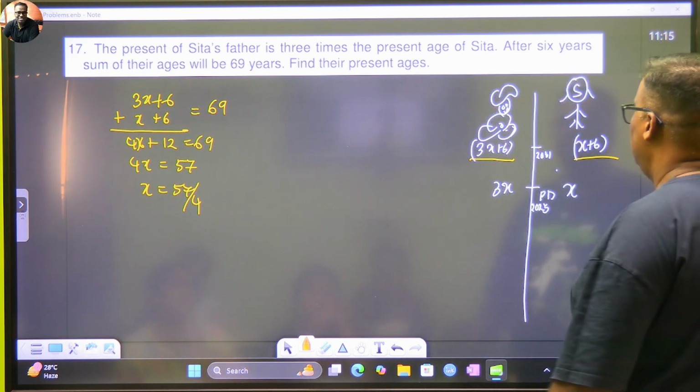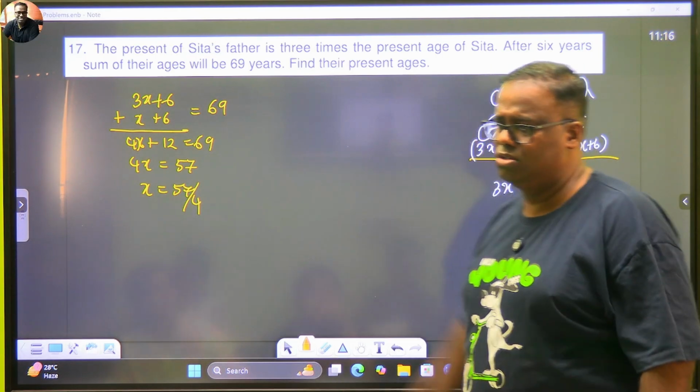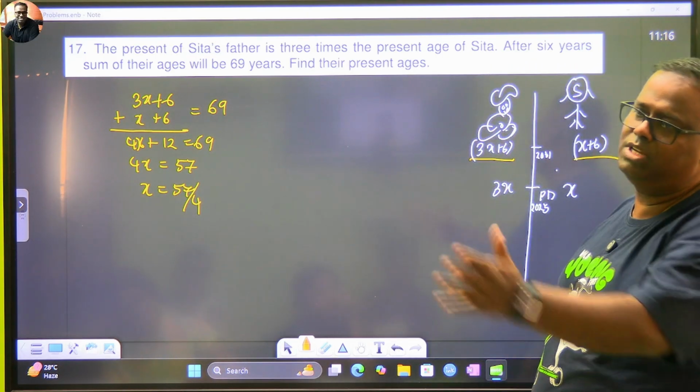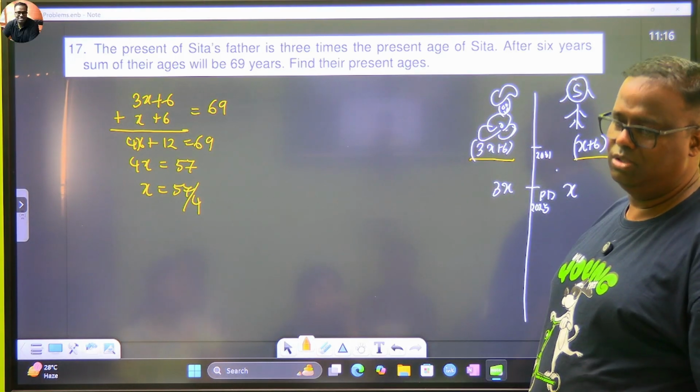No, the question is not wrong. So no, 54, your age can be like this also. 57 by 4 means some 12 years, some months. As simple as that. Have you understood?